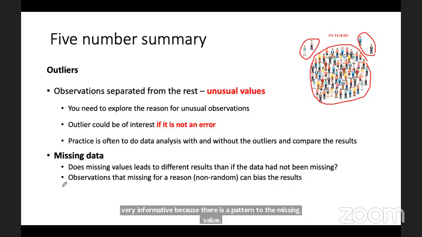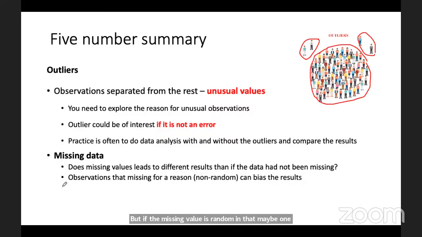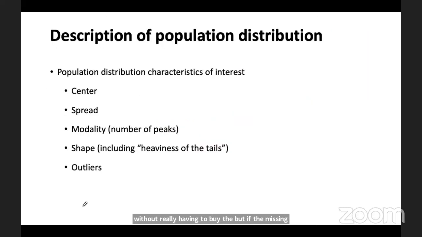But if the missing value is random, in that maybe one household among two or three is missing, and then another one, with no particular pattern, then you would treat that missing value without really having to bother. But if the missing value has a pattern, then you may actually need to get worried about that.